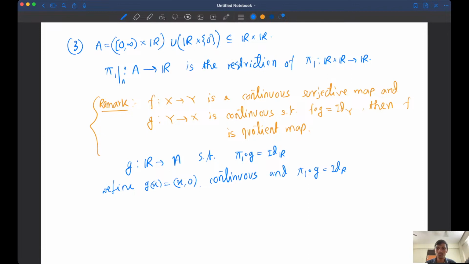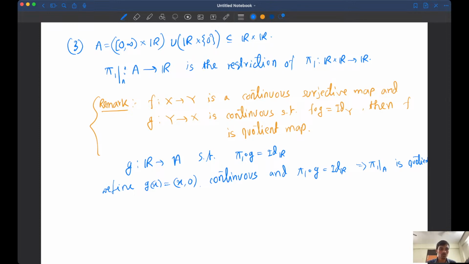and pi 1 composed with g is the identity on R. So this will imply that pi 1 restricted on A, I didn't put the restriction here because anyway the domain is A, so whether it is just the projection or restricted on A does not matter, is a quotient map from the remark. Now I'm saying that there are open subsets here which do not map to open sets, and also closed sets which do not map to closed sets.